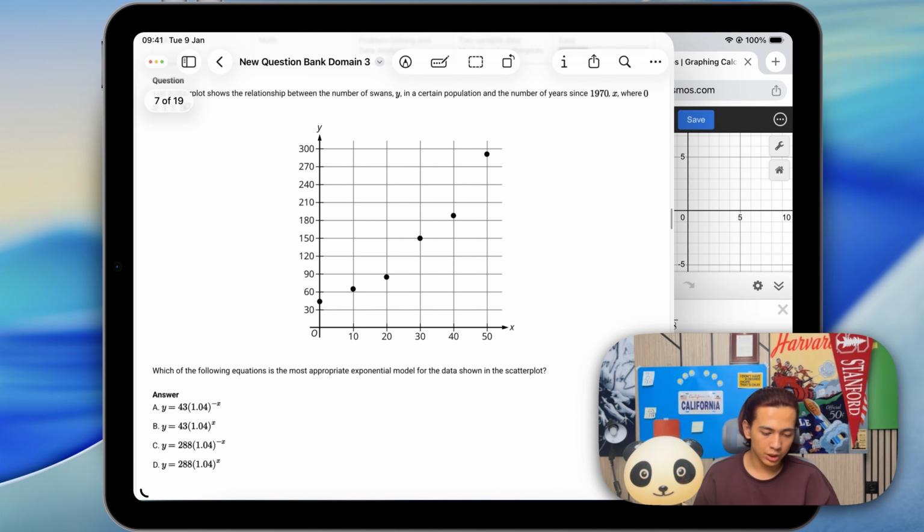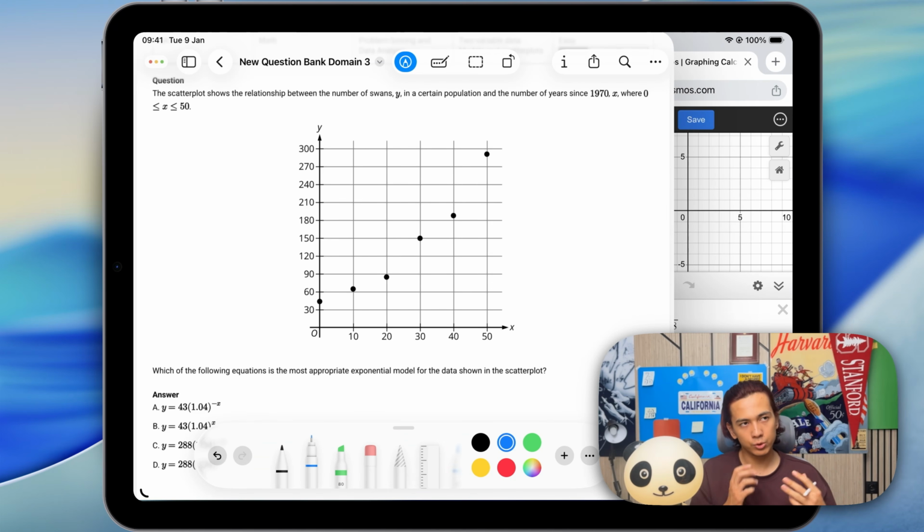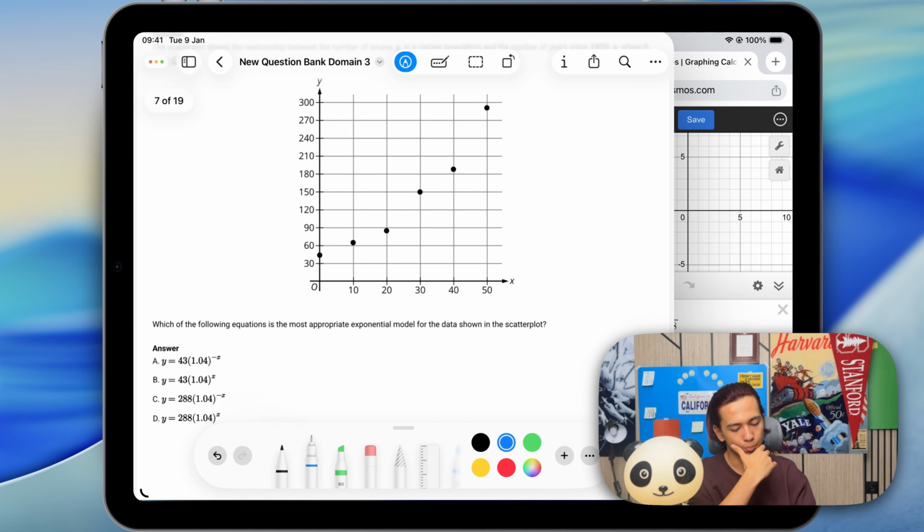The scatter plot shows a relationship between the number of swans, Y, in a certain population and the number of years since 1970, where X is in between this and that. So it basically shows you the population of the swans in its relationship with years. As you can see, as years go by, the population is increasing. What we were asked is to find the appropriate exponential model, basically the exponential best fit here. It's going to be super simple, guys.